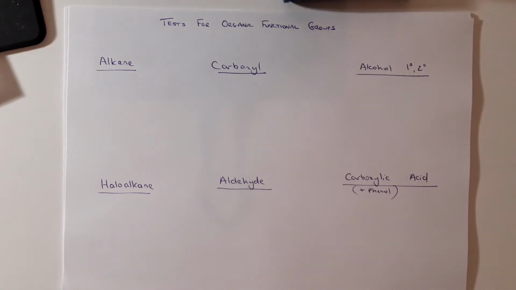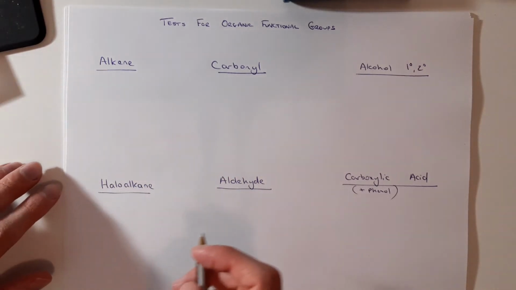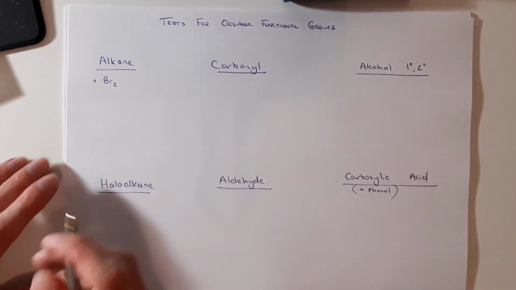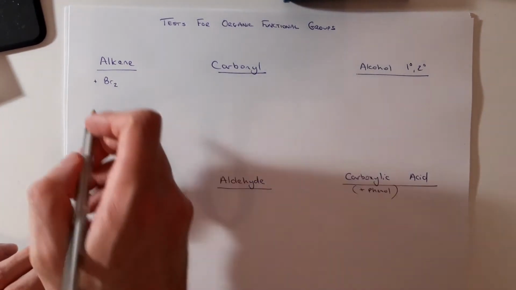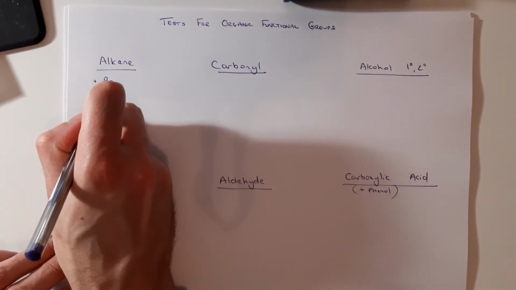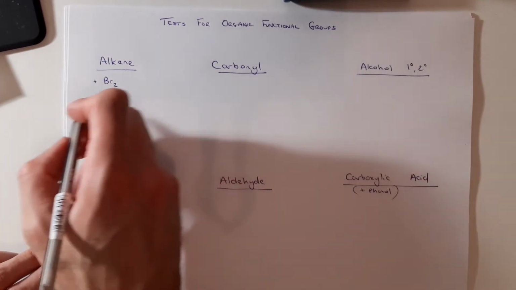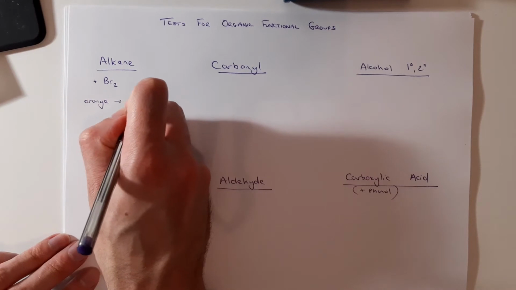So in this video, I'm going to go through the tests for organic functional groups. Start with alkene over here. To identify alkene, we're going to add bromine water. If we add bromine, bromine's orange, it reacts with the alkene to form a dihaloalkane, and it goes from orange to colourless.